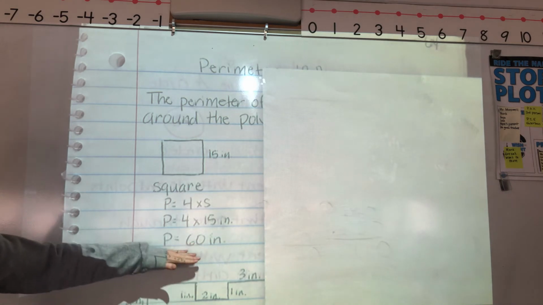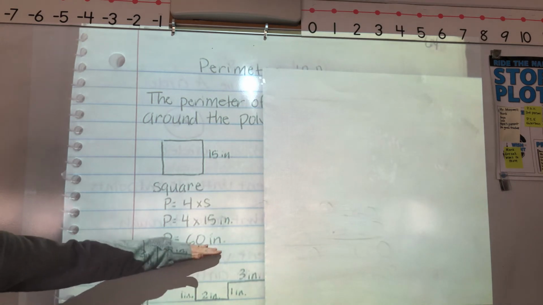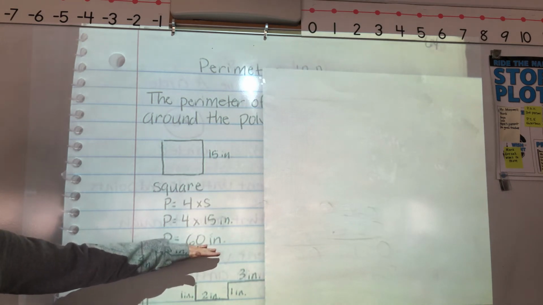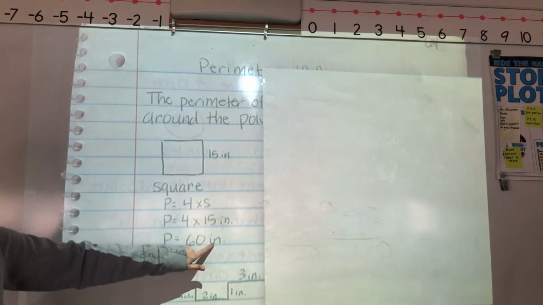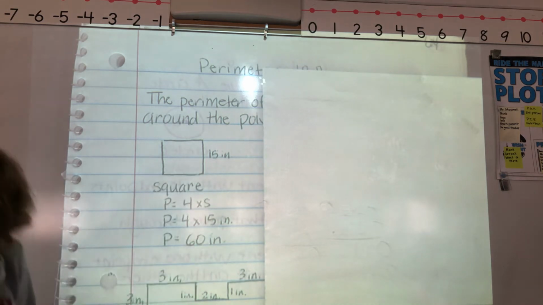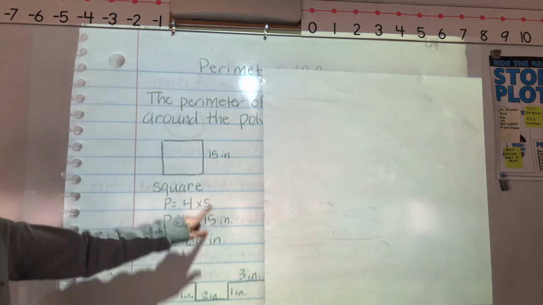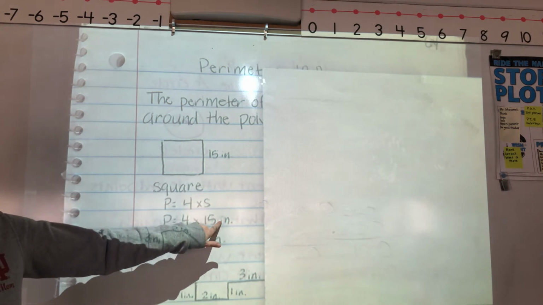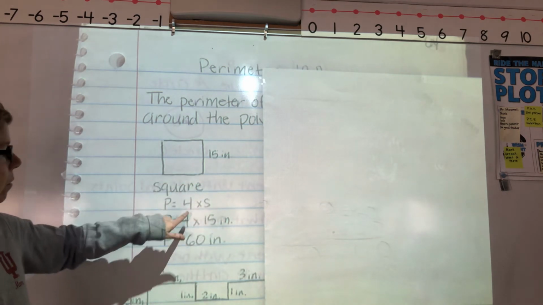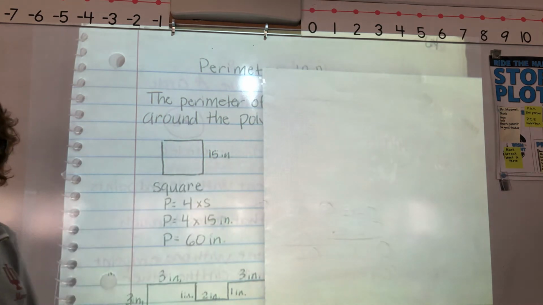We have to remember a couple things. Perimeter, we always have to label it. We label everything. This one's inches, inches. So you have to make sure today you're going to have to remember your labels when you're doing perimeter today. So for a square, 4 times whatever side you have.